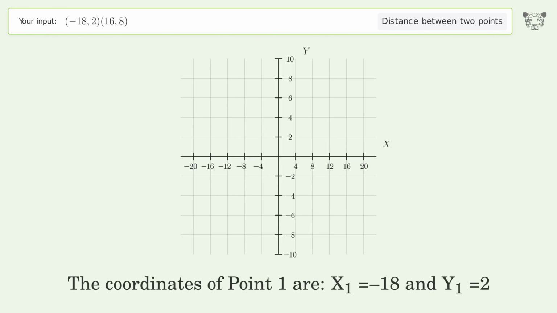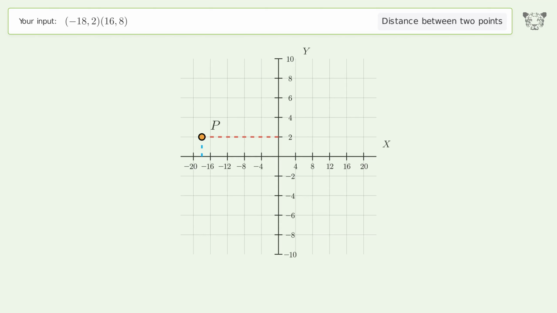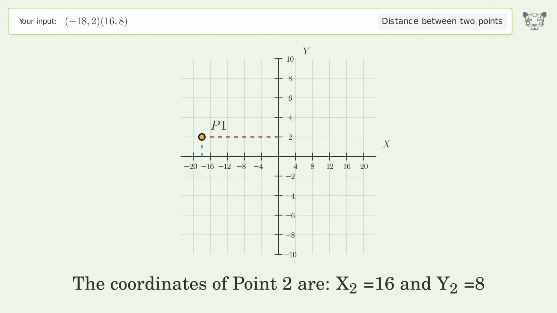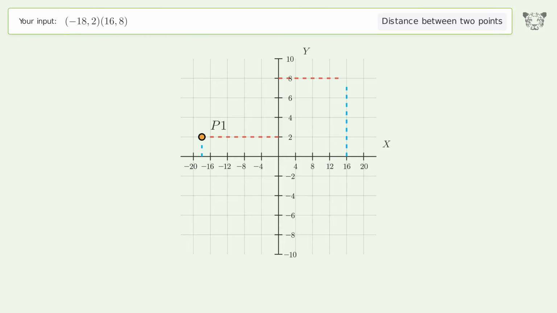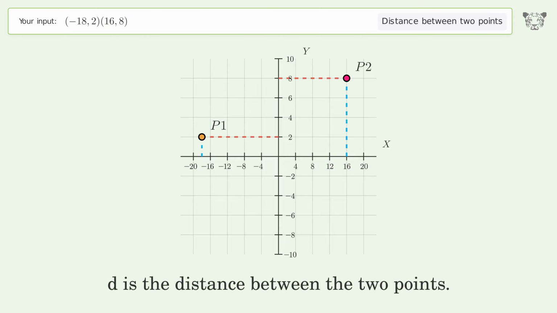The coordinates of point 1 are x1 equals -18 and y1 equals 2. The coordinates of point 2 are x2 equals 16 and y2 equals 8. D is the distance between the 2 points.